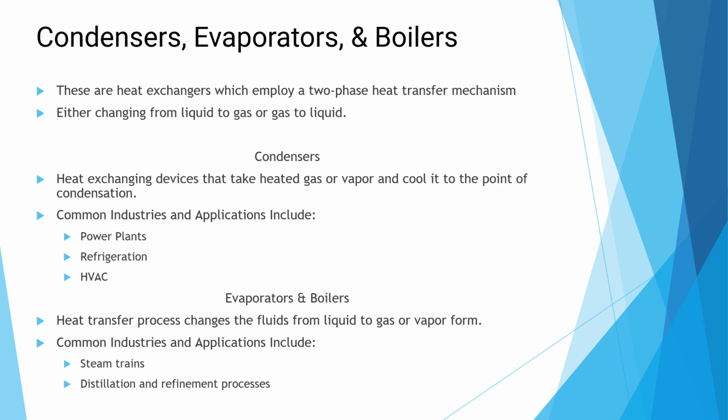In condensers, heat exchanging devices take heated gas or vapor and cool it to the point of condensation. This is found in common industries such as power plants, refrigeration, and HVAC. Whereas in evaporators and boilers, the heat transfer process changes the fluids from liquid to gas or vapor form. This is commonly found in industries like steam train systems, and distillation and refinement processes.